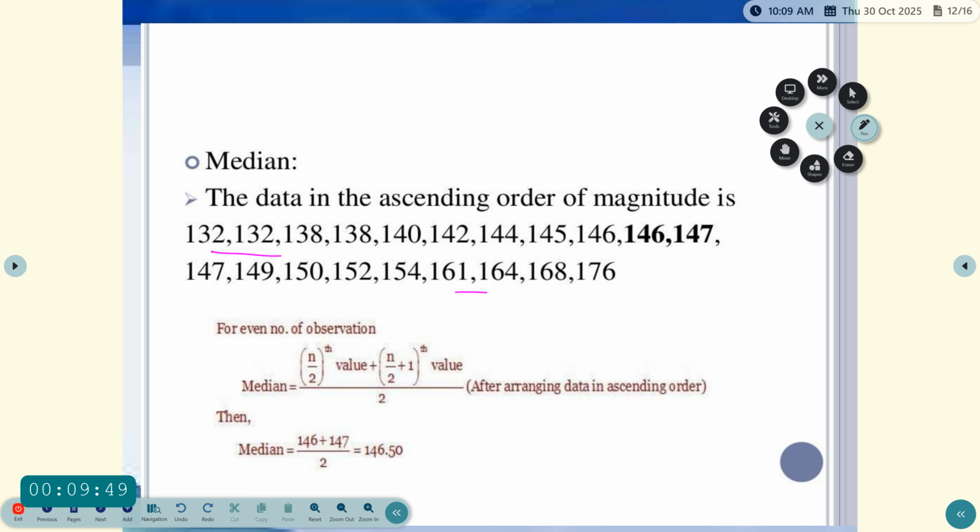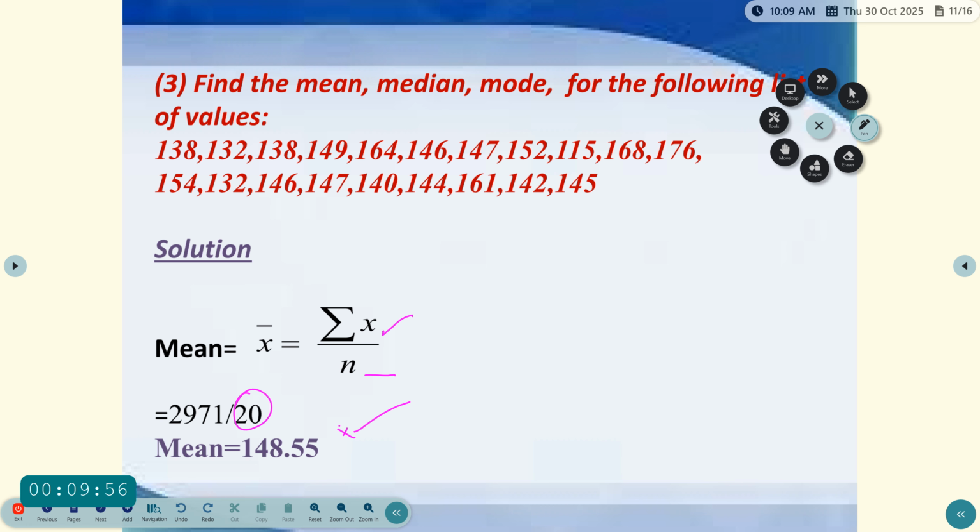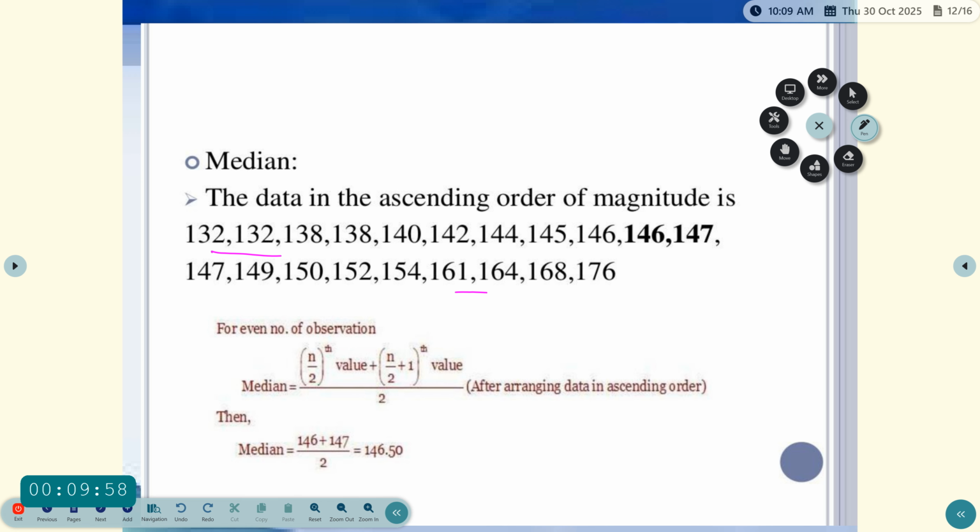So here, how many data are here? Here we have 20 data. 20 is an even number. If it is an even number, we have to use the second formula of median: n by 2th term plus n by 2 plus 1th term, divided by 2. What is n here? 20. So 20 by 2 is the 10th term, plus 10 plus 1, the 11th term, divided by 2.